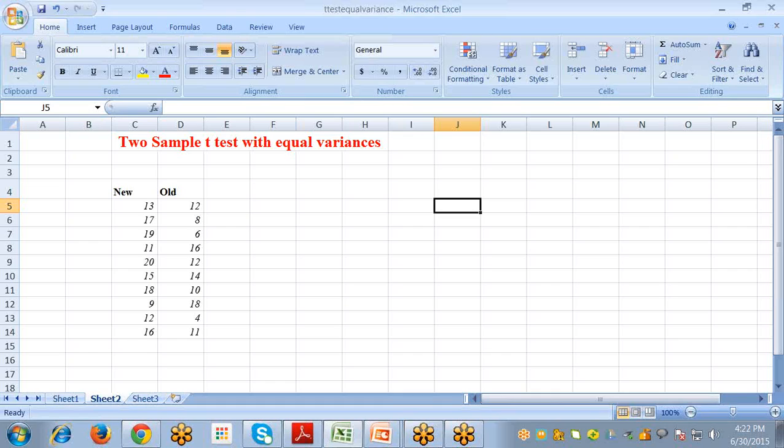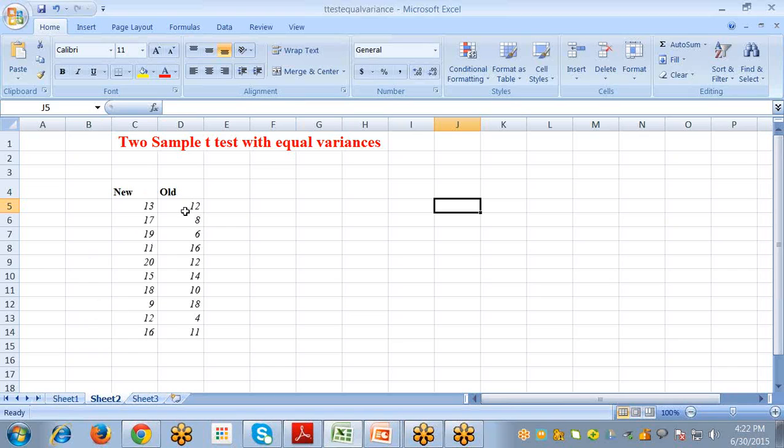Another piece of information we need is that the variances are equal. This is a very rare case. In most cases, we want to run the other case, which is assuming unequal variances. But in this case, we know the variances are equal, so we are going to go ahead and run the t-test for equal variances.